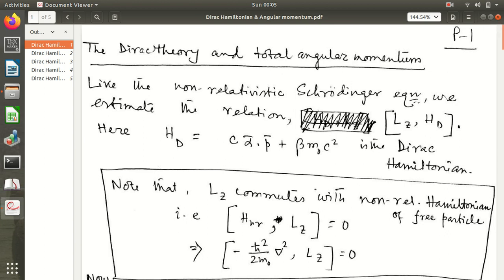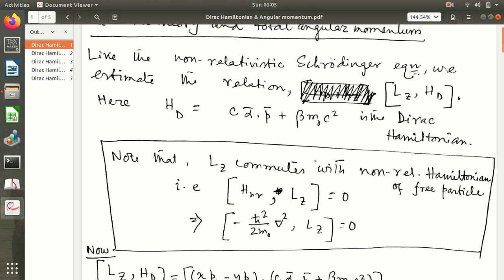We note that the z component of angular momentum commutes with the non-relativistic Hamiltonian of, say, a free particle. H_NR is the non-relativistic Hamiltonian, and our knowledge says that for the non-relativistic Hamiltonian, Lz commutes with the Hamiltonian. If you add a central potential, then also the angular momentum commutes with the Hamiltonian. We have written only the kinetic part here, as we are considering the free particle.